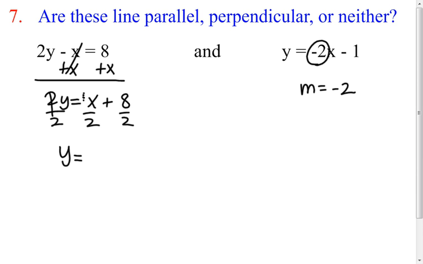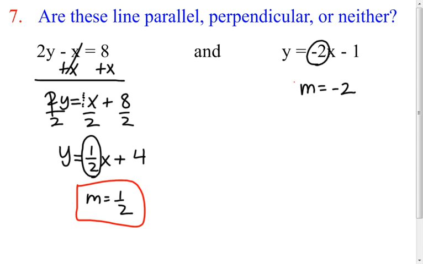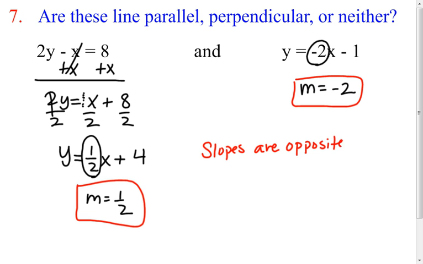Now, there's really this imaginary 1 right there, so this is really 1/2 x plus 8 divided by 2 is 4. So then when I look at this, my m is 1/2. When you compare your m's right here, my slopes are opposite reciprocals. One's positive, one's negative, and they are reciprocals of each other. Opposite reciprocals. So they are perpendicular lines.